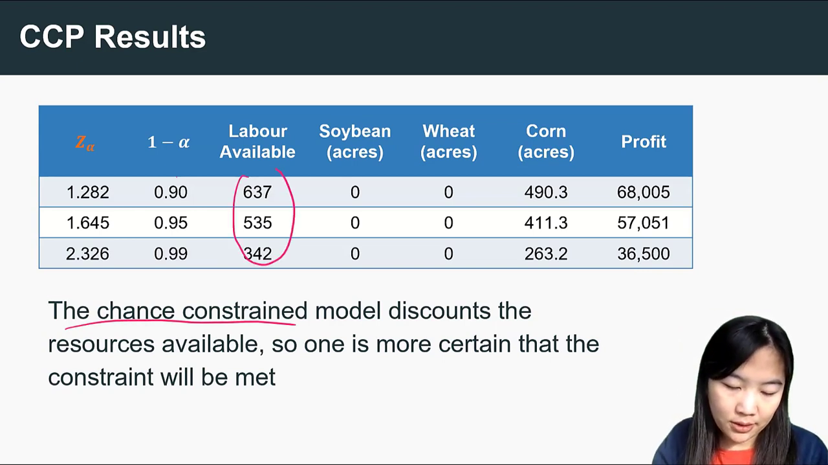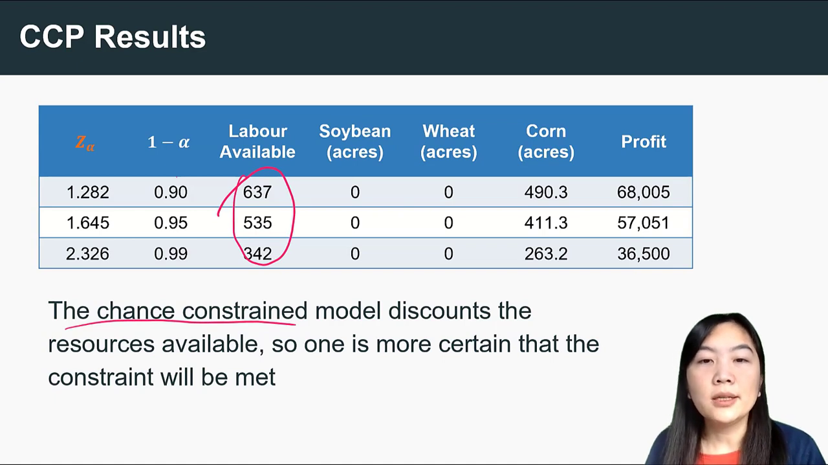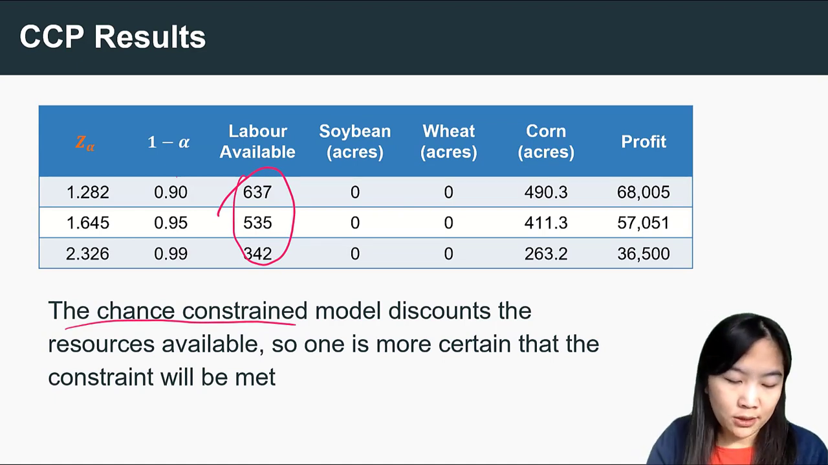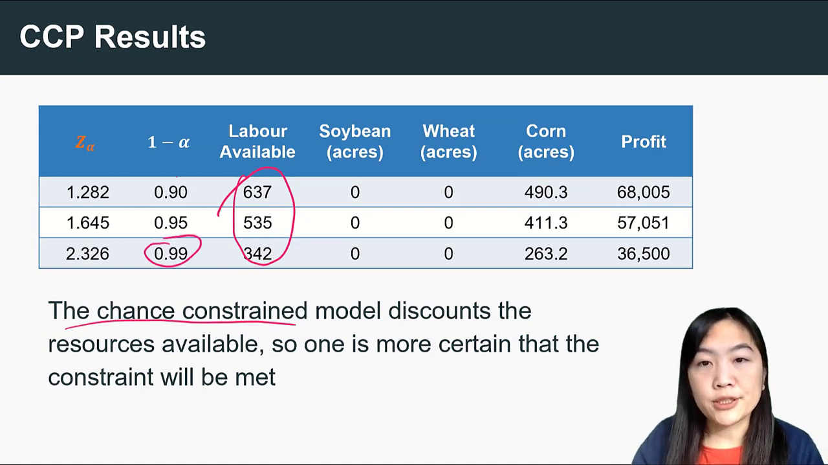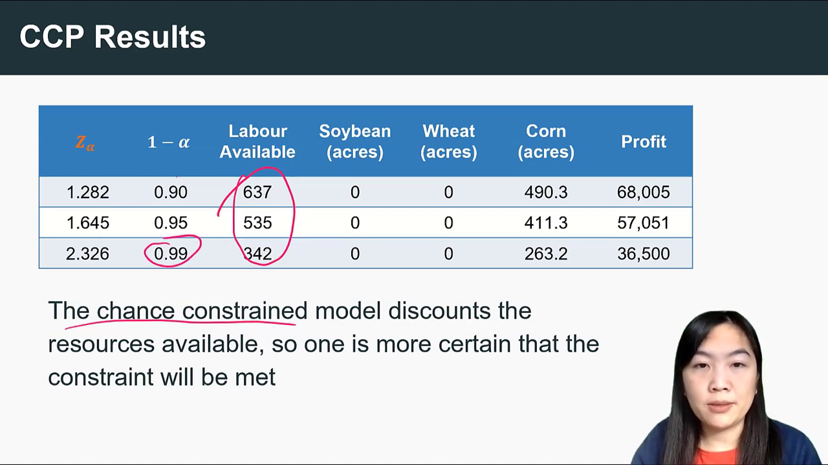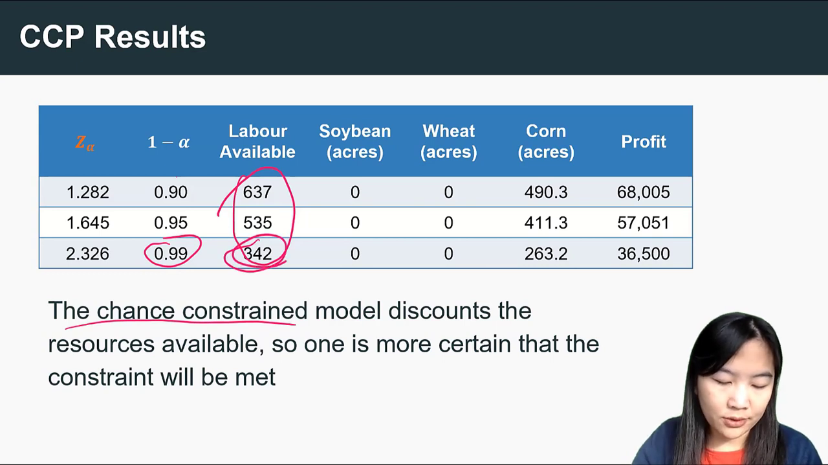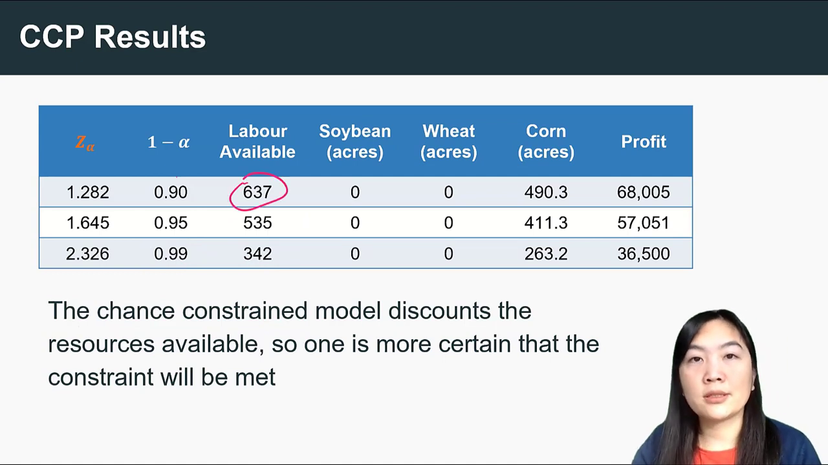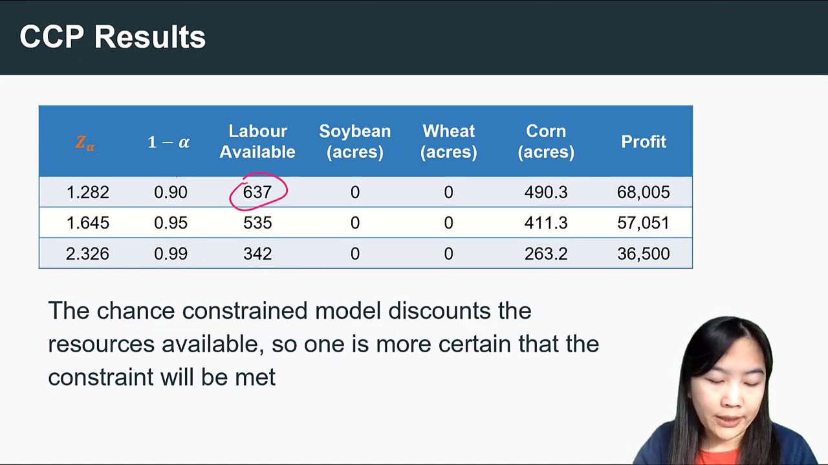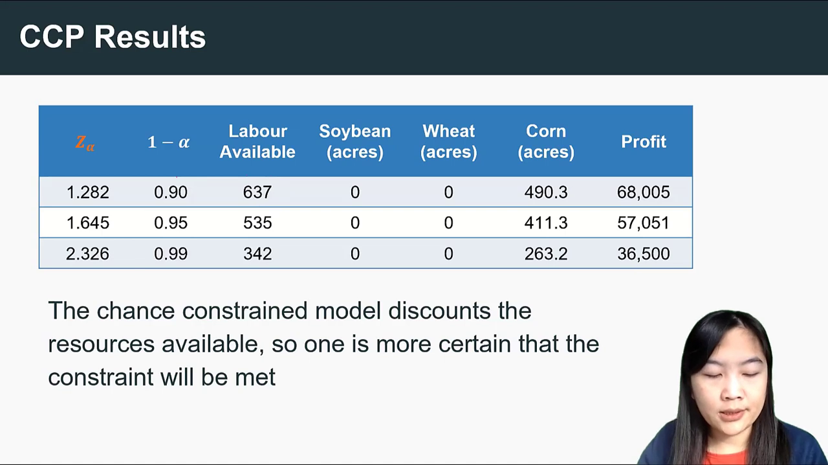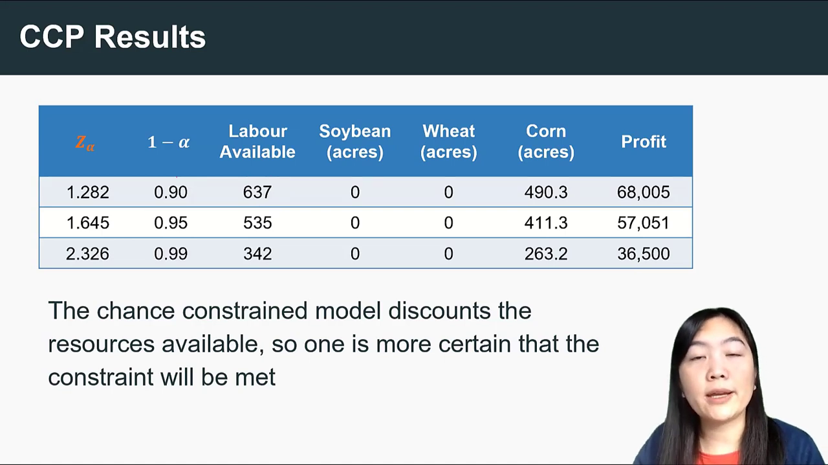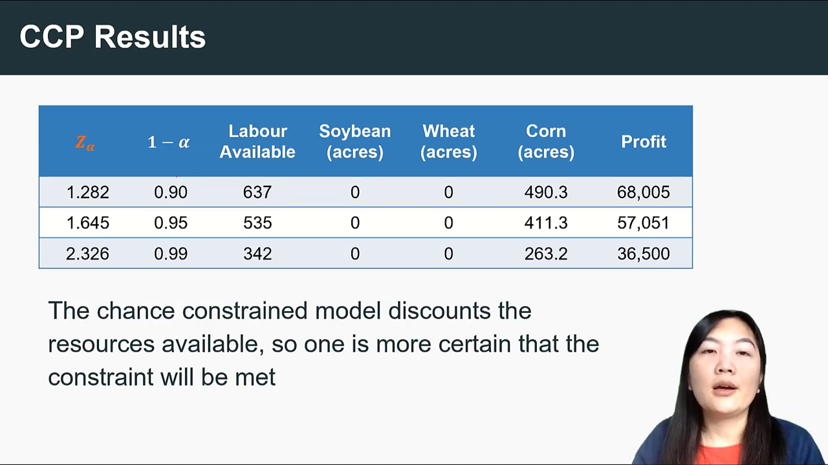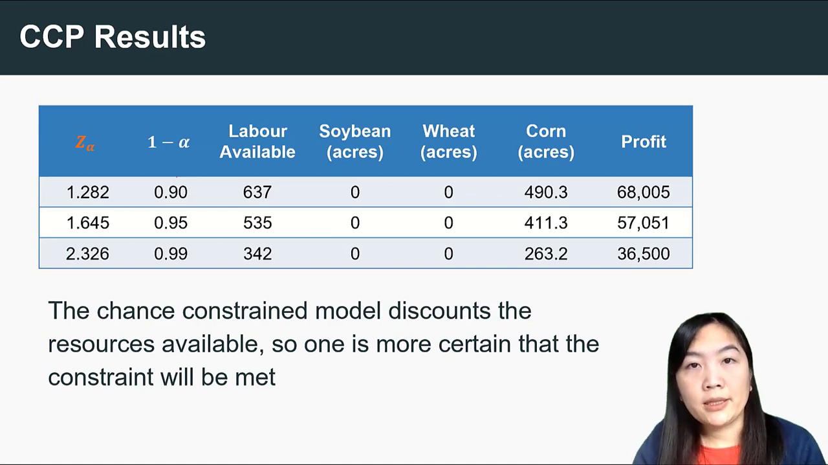So what you can get from this result is that this chance constraint model discounts the resource available. So here, as you can see, if you want to be more certain, so here 99% certain that the constraint will be met, then the discount is the largest. And if you want to be less certain, the discount will be moderate. So that is the impact of the right-hand side risk on the farmers' decision making here.